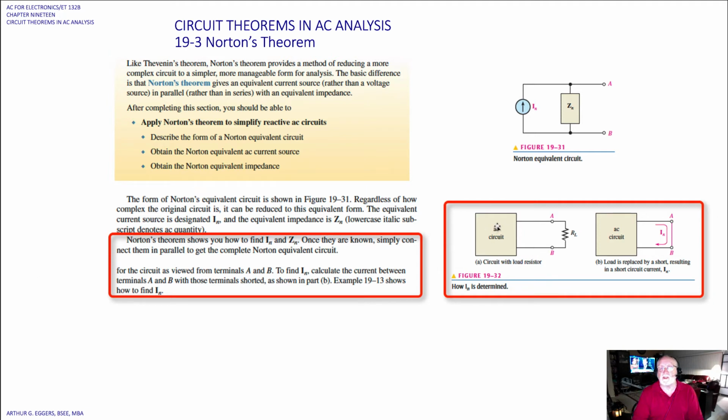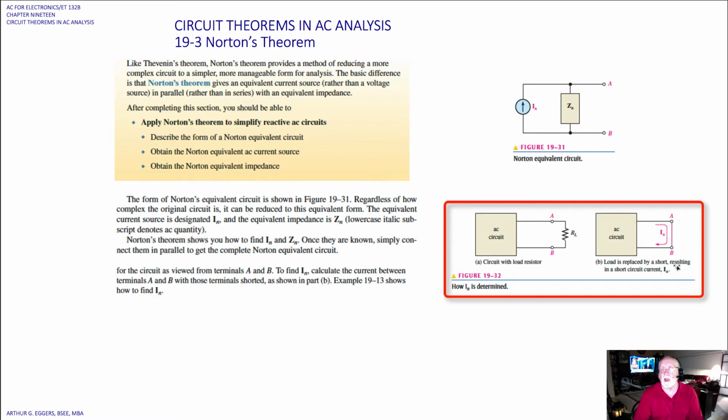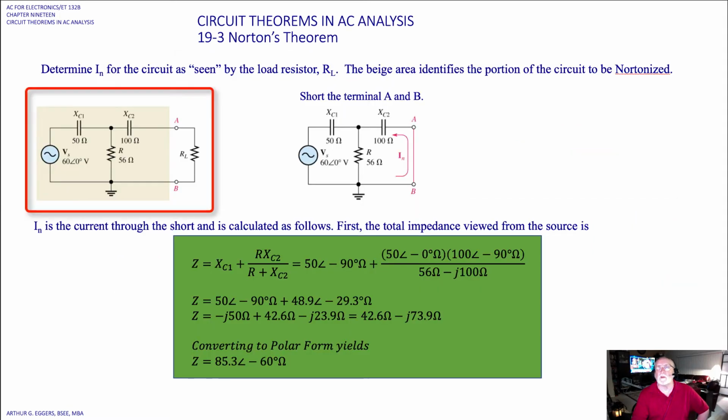We see the AC circuit, we see A and B and a load resistor. We remove the load resistor and short the output. So let's take a look at an example. We want to determine Norton's equivalent, I Norton, for the circuit as seen by the load resistor. The beige area identifies the portion of the circuit to be Nortonized. So we can see that here.